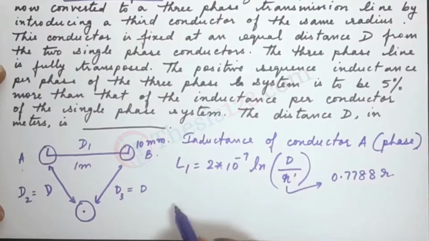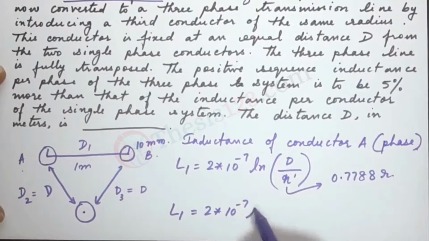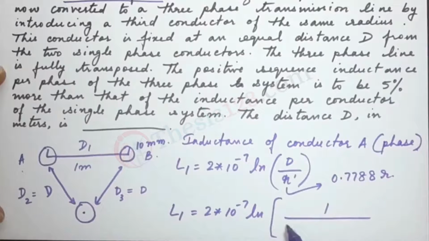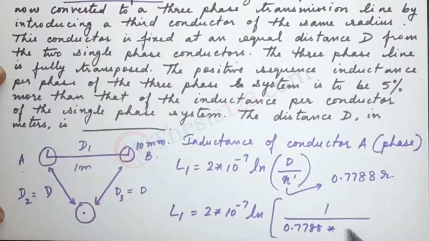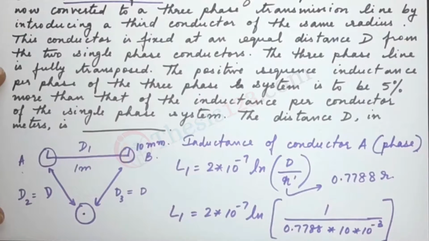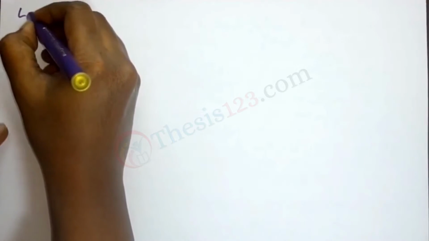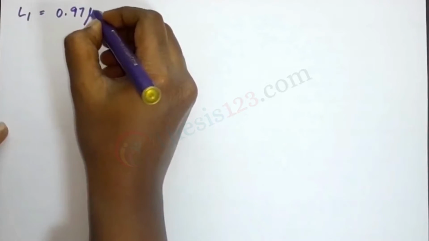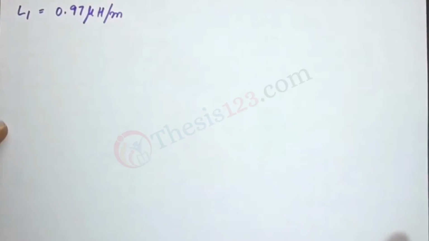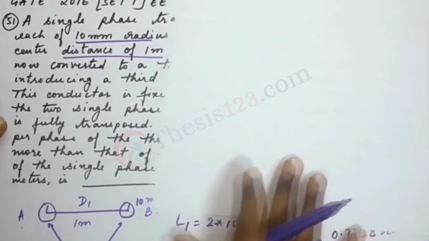So let's substitute the value for d here. D is 1 meter. So 2 into 10 power minus 7 ln of 1 divided by 0.7788 into 10 power minus 3, since it is millimeter. If we solve that, we get a value of L1 equal to 0.97 microhenry per meter. Next, we need to find out what L2 is, the inductance of the second conductor.